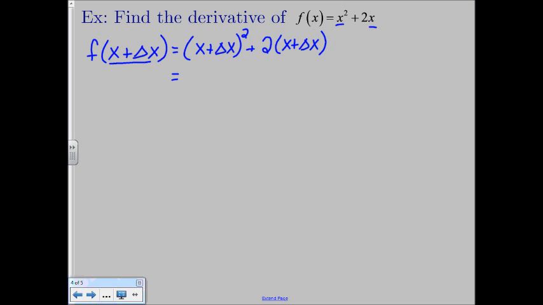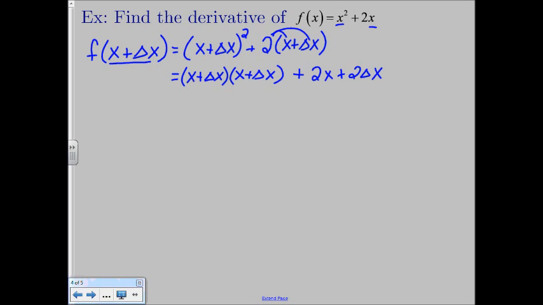When we square out a binomial, it's really important to remember that that's not just going to be x squared plus delta x squared. We've got to remember to FOIL out the binomial. So we'll write out what that is. And then we can distribute our 2 through. So we get plus 2x plus 2 delta x.